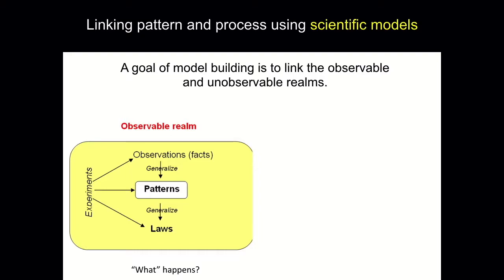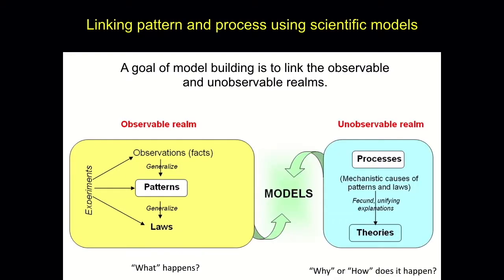So the goal of building a model is basically to link the world of observations and patterns and generalized patterns, which we call laws, to the world that we cannot see, that is, the mechanisms or processes that are occurring in the world. In the middle of this diagram you can see models. Models are the glue, the bridge, the connector between all the patterns in the world, that is, what happens, and the processes, which are trying to get at mechanisms and theories about how or why things happen. So again, models are the crucial bridge between patterns and processes.